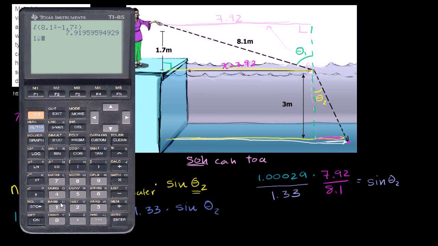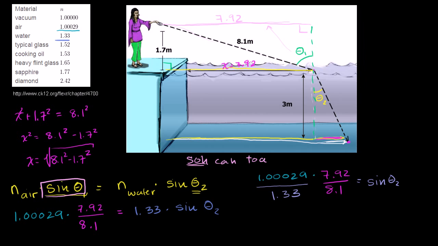So we have 1.00029 times 7.92. Actually, I could even say times second answer if we want this exact value. That was the last answer, so I'm going to do that. That's the actual precise value, not even rounding. Then we want to divide by 1.33, and then divide by 8.1. And we get that, and that's going to be equal to the sine of theta 2.